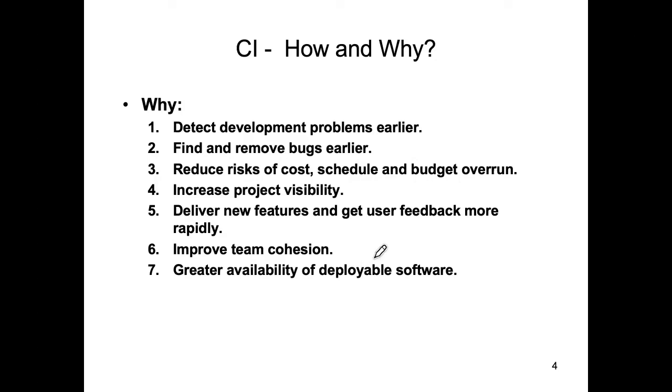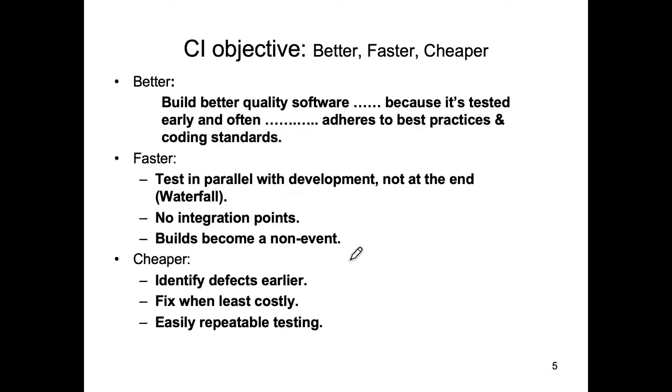Improve team cohesion, that's fine. And number 7, I think, is okay as well. This slide is saying much the same thing, really, in a more snazzy kind of way. It's all about getting better, faster, cheaper software. So you can read through that slide yourself.